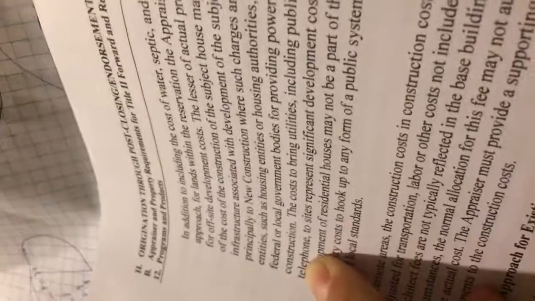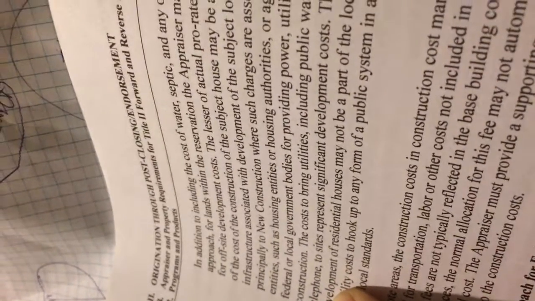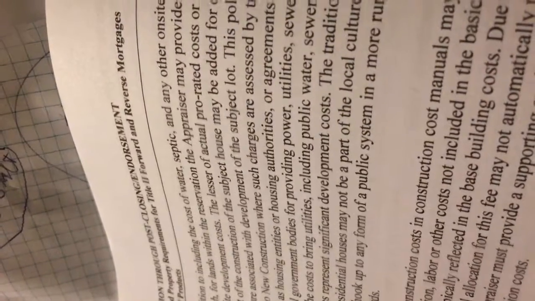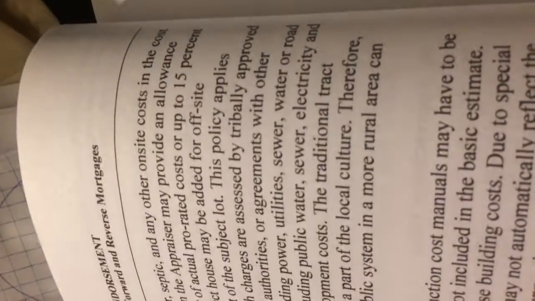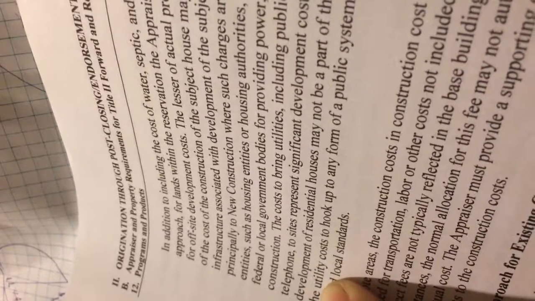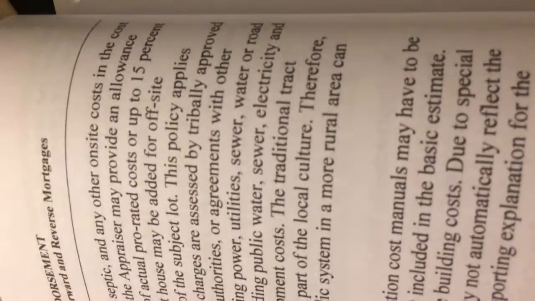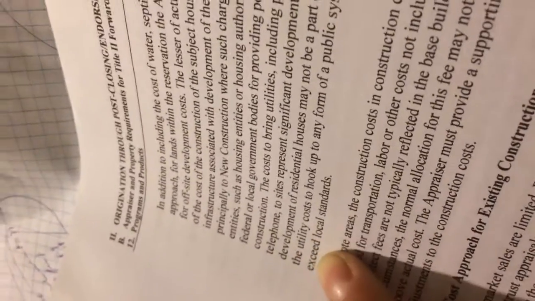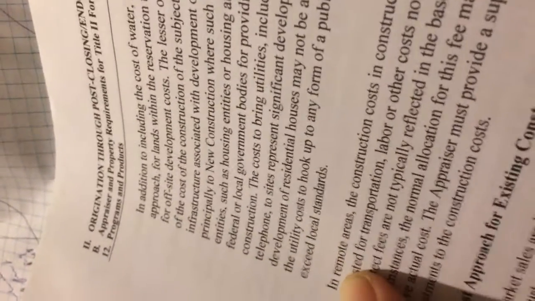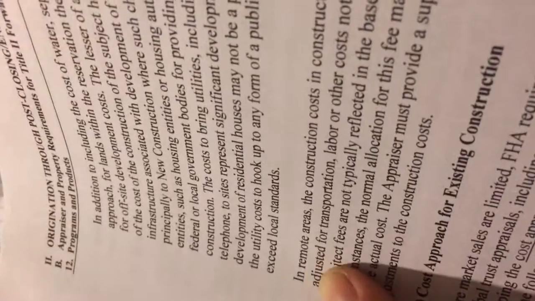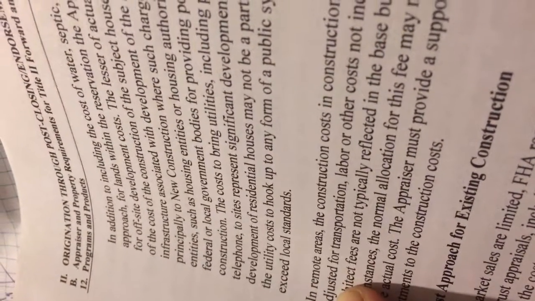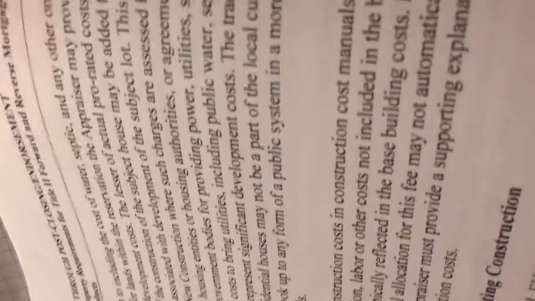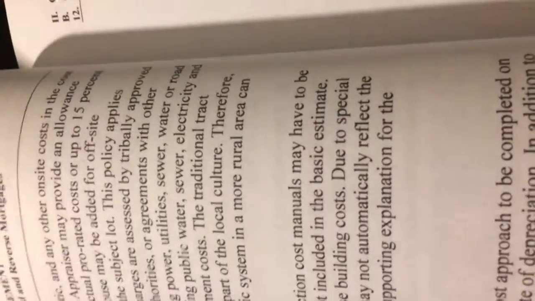The traditional tract development of residential houses may not be a part of the local culture. Therefore, the utility costs to hook up to any form of public system in a more rural area can exceed local standards. In remote areas, the construction costs in construction cost manuals may have to be adjusted for transportation, labor, or other costs not included in the basic estimate.